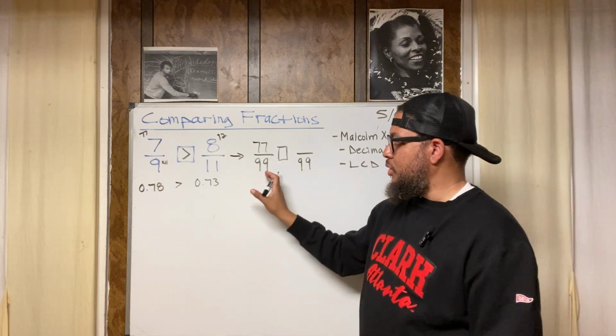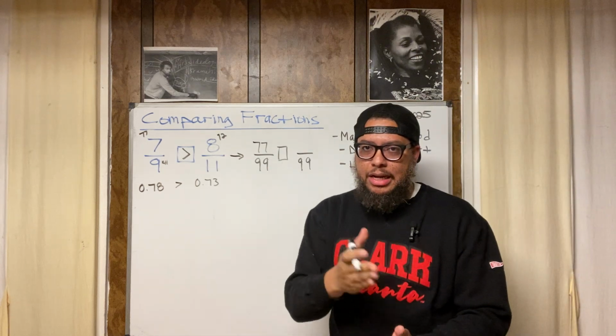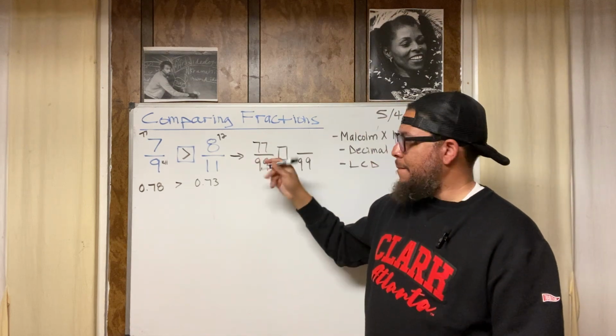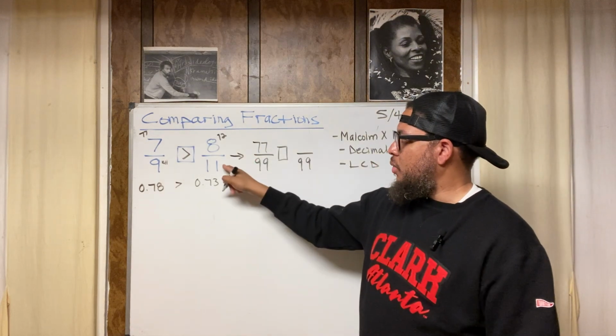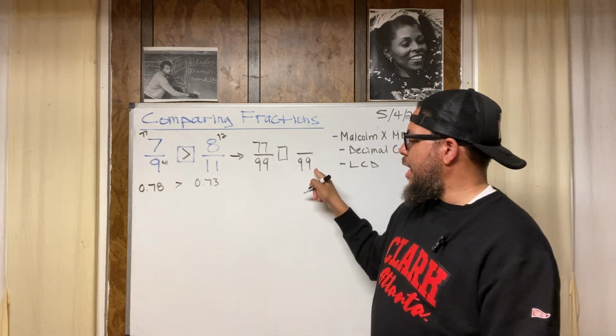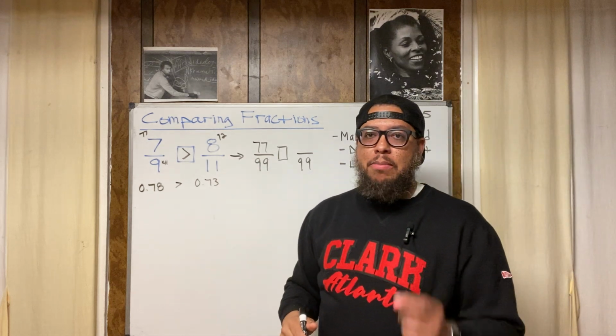So this is like saying you take an object, cut it up into 99 equal pieces, and then we focus on 77 of those pieces. That's what this fraction means. Now, 8/11. We need an equivalent fraction. 11 turned into 99. How? By multiplying by 9.